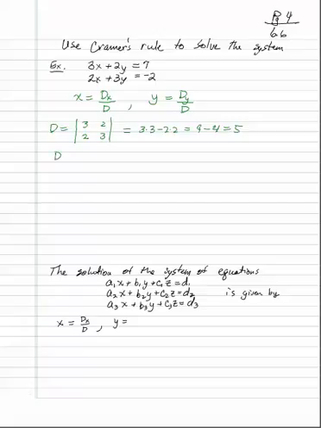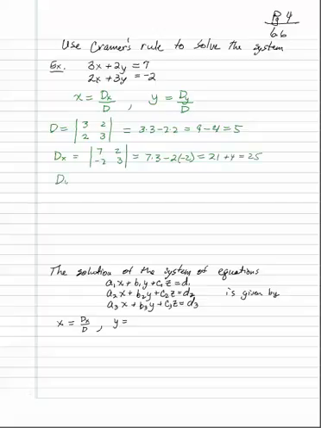D sub x is going to be, you're going to take the x column out, put the 7, negative 2 for the x column. The 2, 3 stays the same. So we get 7 times 3 minus 2 times negative 2, which is 21 plus 4, which is 25.